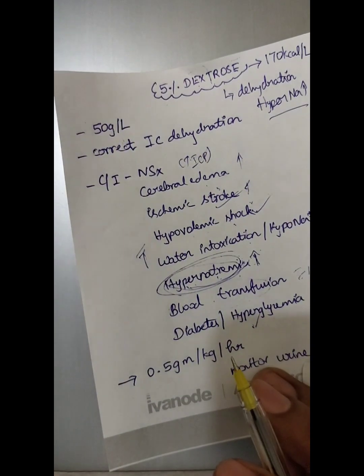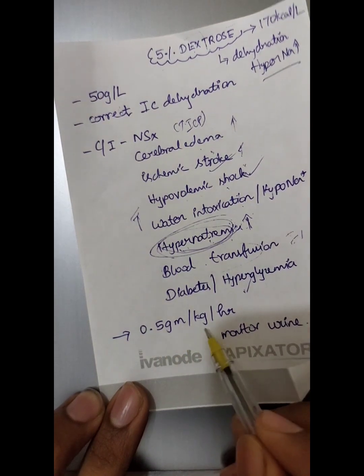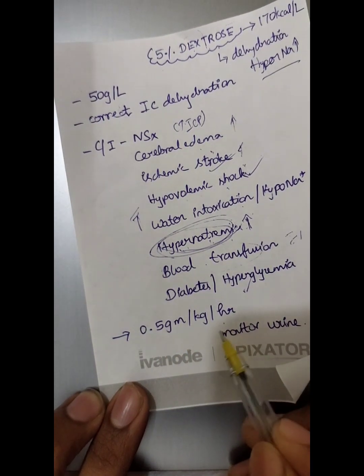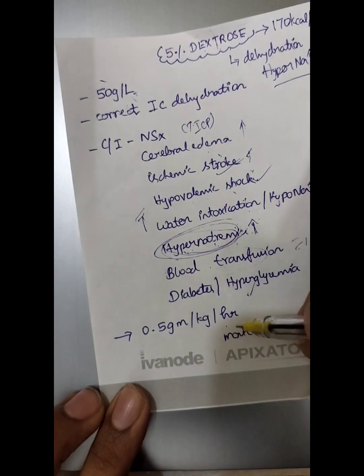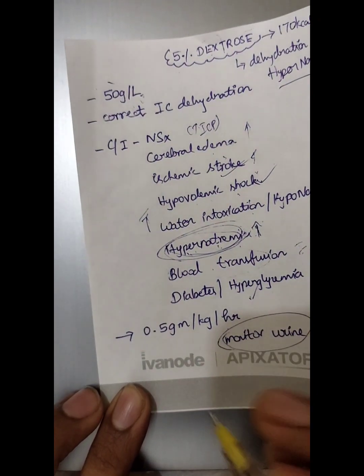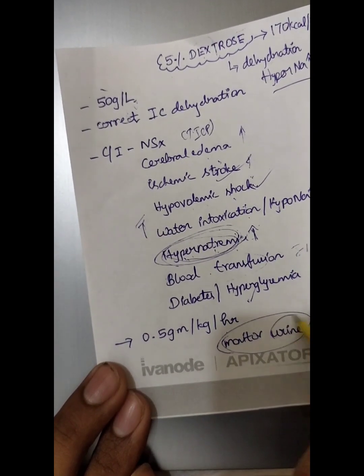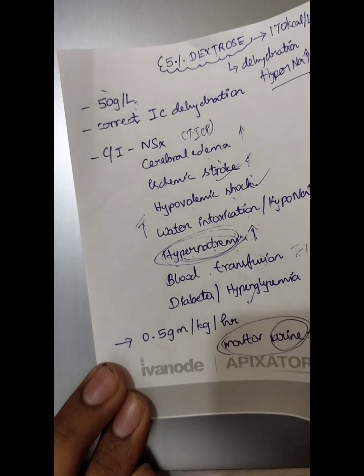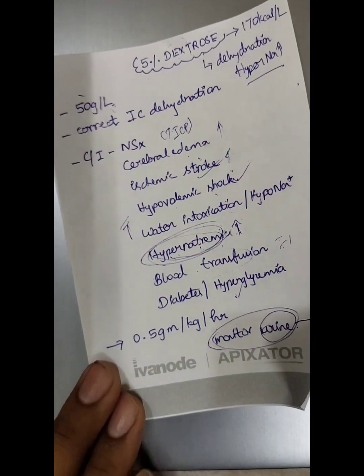Next, at what rate can we give it? At the rate of 0.5 gram per kg per hour. We have already seen that one liter has 50 grams. So according to that you can calculate over the weight. You have to monitor for osmotic diuresis, that is, monitor the urine for glucosuria. In that way you can prevent any contraindications or complications of this.